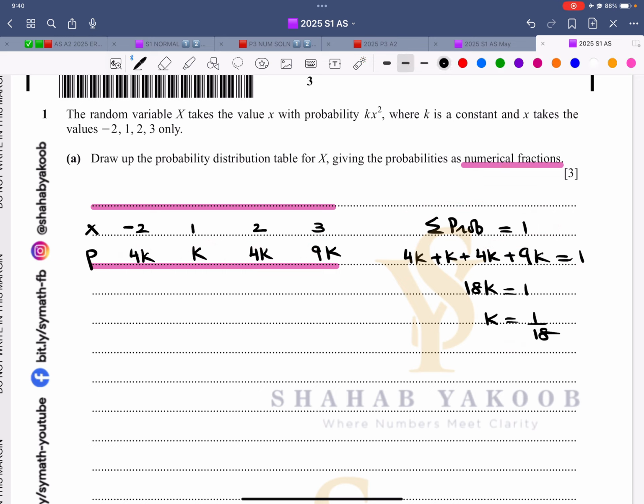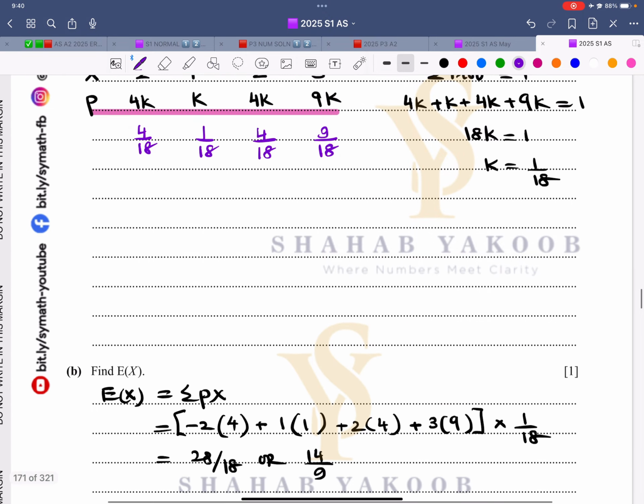And yes, they are asking us to write it as numerical fractions. So let me write this as 4 over 18. This is 1 over 18. This is 4 over 18. This is 9 over 18. And remember my instructions, do not reduce the fractions. Leave it as it is. It will make your life very, very easy.